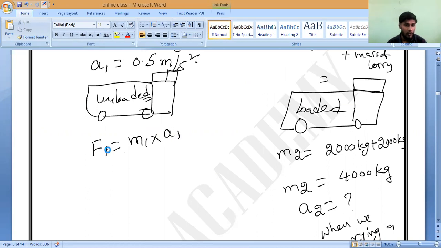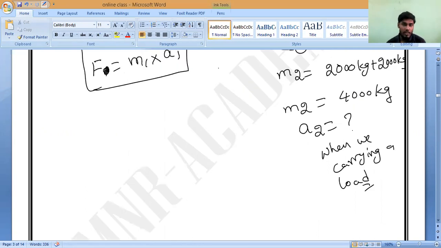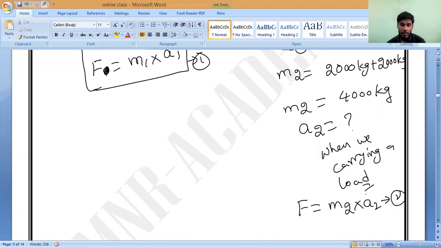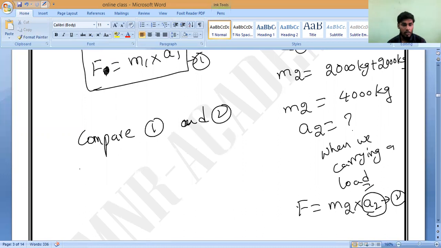Force F equals M1 into A1. Let me imagine this is equation 1. And what is the force here? Force F equals M2 into A2. Let us imagine this is equation 2. Now, if you want to calculate the acceleration, let us compare these two equations. Compare equation 1 and 2. On both sides F and F is constant, so both will get cancelled. So M1 into A1 is equal to M2 into A2.